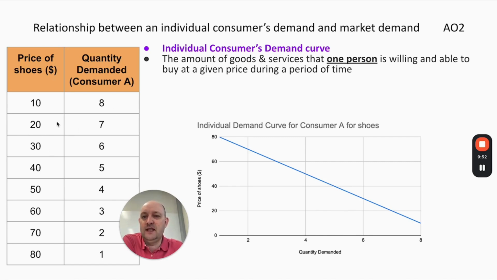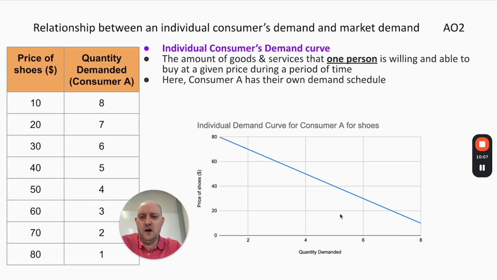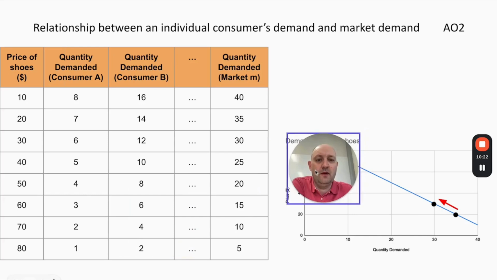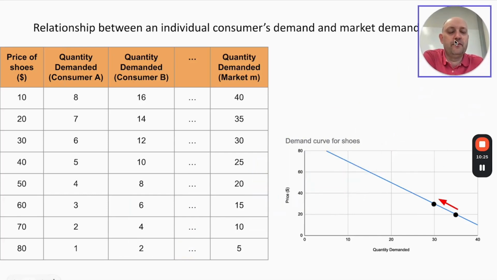If the price is 20, then they're going to buy 7 shoes. And again, we got that law of demand. As the price goes up, the quantity demanded goes down. And what we can do is we could then draw this demand schedule onto a demand curve. So this is the same as the previous demand curve, but this is just for one person. And all of us have our own individual demand curves. What we can then do is we can construct an individual demand curve. If we then take all consumers in an economy, then we can construct a market demand curve.